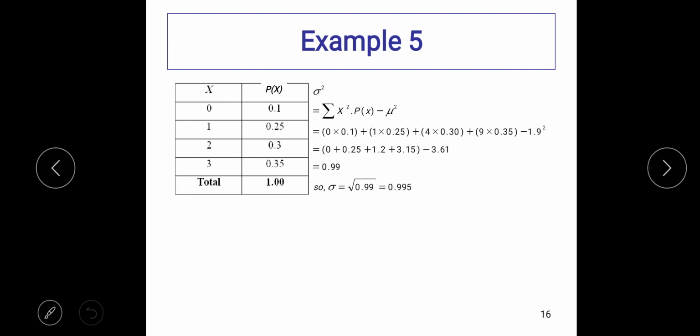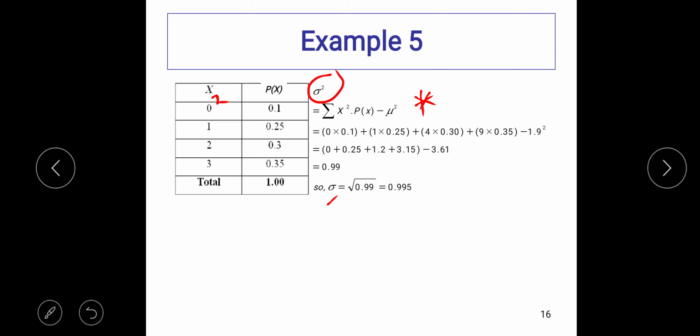For your standard deviation, please take note of this formula here. This is different from your mean, of course. This is your variance. You have the symbol here, it refers to your variance, and then later only you find the standard deviation. So you start off by finding the square of your x. So 0, of course you square, you still get 0, and then multiply.